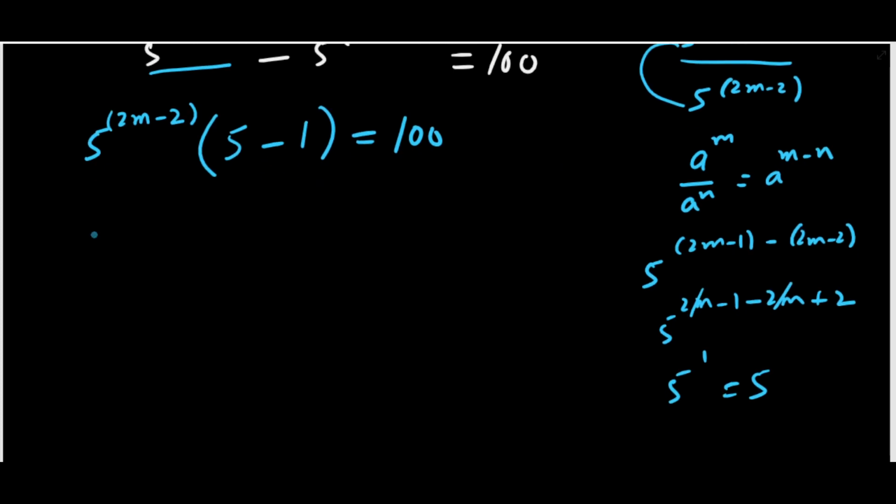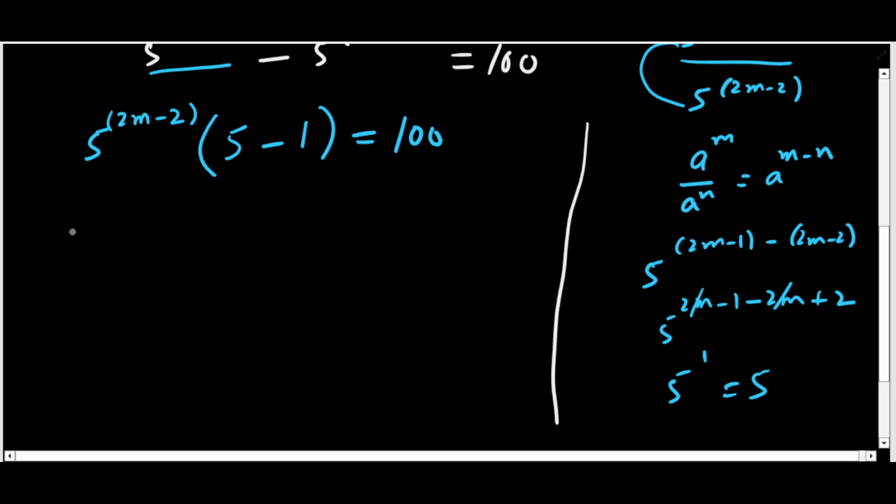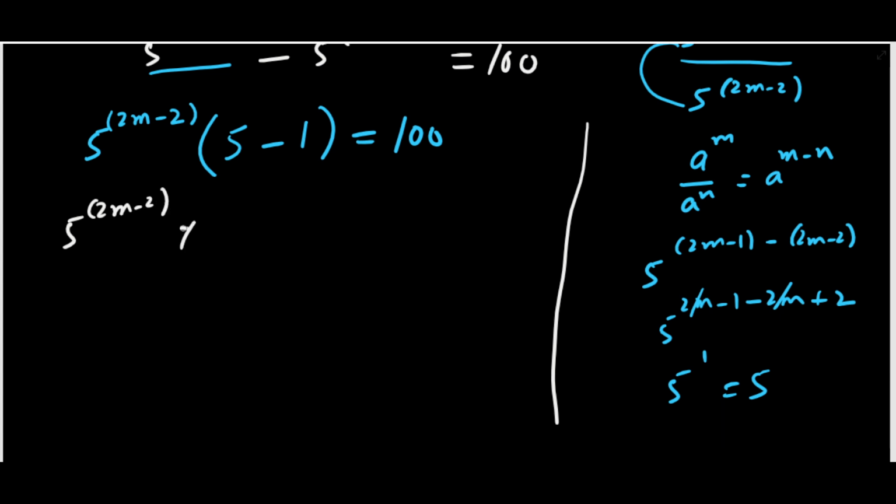Now what we will do, just simplify. See, 5 power 2m minus 2 multiplied by what? 4. 5 minus 1 is equal to 4, which is equal to 100. When we move this 4 from the left hand side to the right hand side, we change the sign. If it is multiplication, here it will become division. If it had been positive, then it would be negative here. But here it's a multiply, then we will divide here.